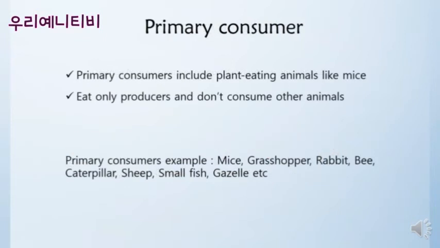Organisms that cannot make their own food depend on other living things to sustain them and are called consumers. There are different levels of consumers. Primary consumers include plant-eating animals like mice, known as herbivores. They eat only producers and do not consume other animals. These primary consumers are themselves consumed by meat-eating animals, or carnivores, referred to as secondary consumers.